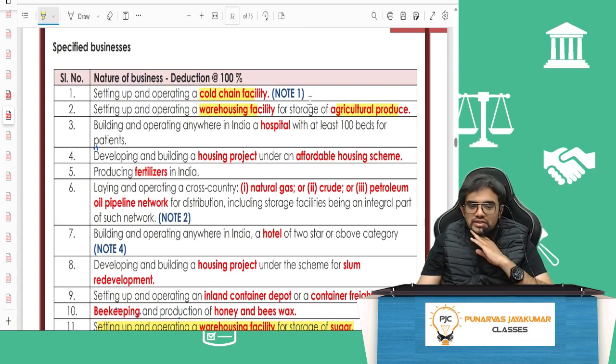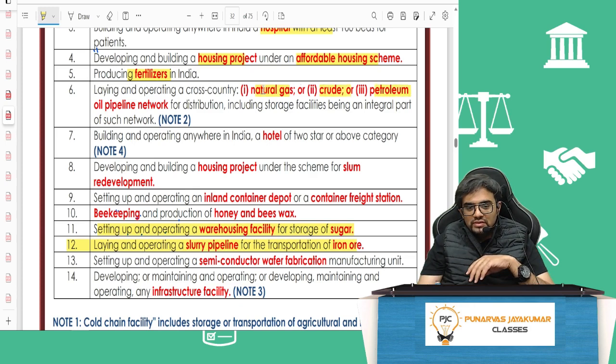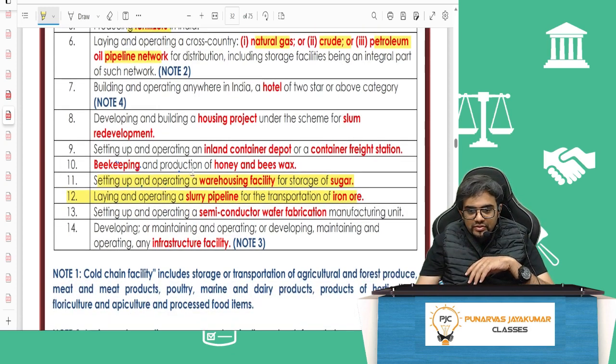sugar. Then a hospital with at least 100 beds, if you are constructing, building and operating. Yes. Developing a housing project under the affordable housing scheme. Yes, there also. Producing fertilizers in India, because of organic farming and organic manure. Fertilizers also have been given a huge flip by the lawmaker. Laying and operating across the country a natural gas, crude oil or petroleum oil pipeline, all these things will also be part of the same. Building and operating anywhere in India, my dear friends, a hotel of 2-star category or above. Then housing project for slum redevelopment, inland container depot, and yes, beekeeping and production of honey and bee wax.